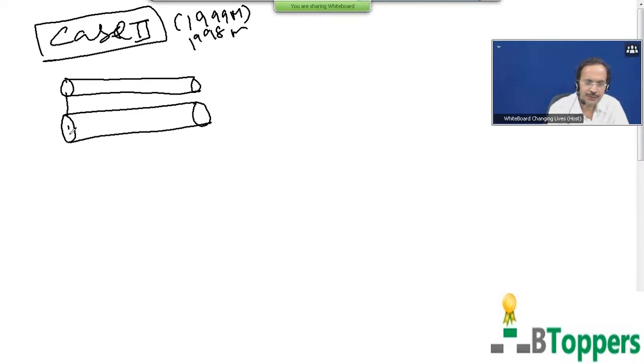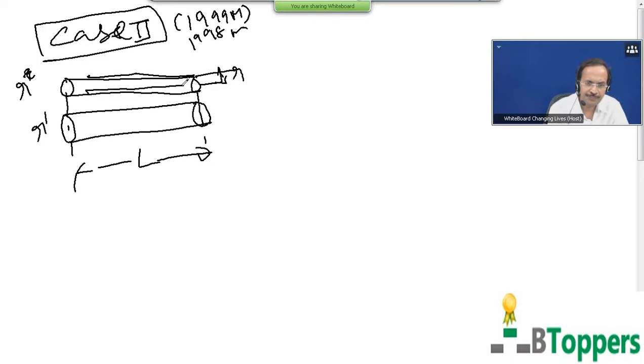Another thick uniform cylindrical rod of the same metal, same original length, but different radii of cross section. Let small r denote the radius of cross section of the first cylindrical rod, and r dash denote the radius of cross section of the second rod. And both the rods are made up of the same metal.